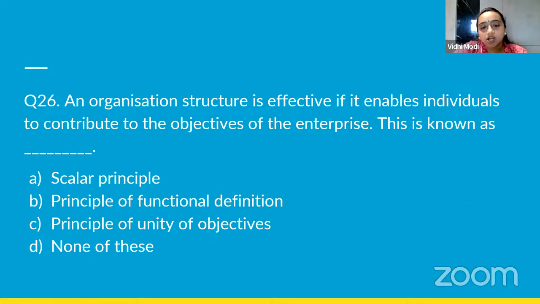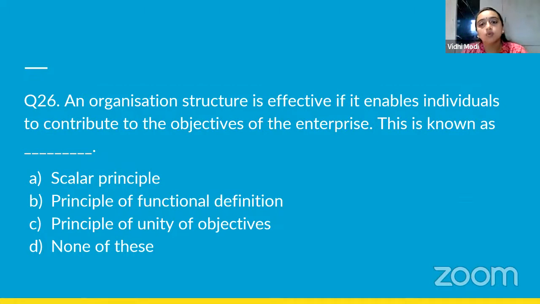An organization structure is effective if it enables individuals to contribute to the objectives of the enterprise. Okay. Now this is known as scalar principle, principle of functional definition, principle of unity of objectives, or none of these. I mean, it may or may not be the answer for now.